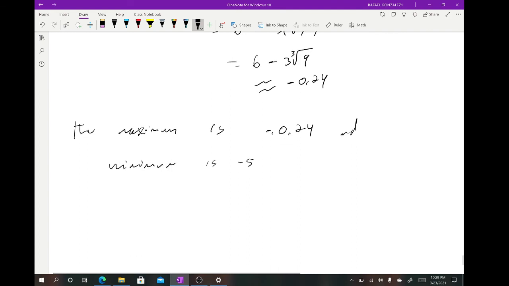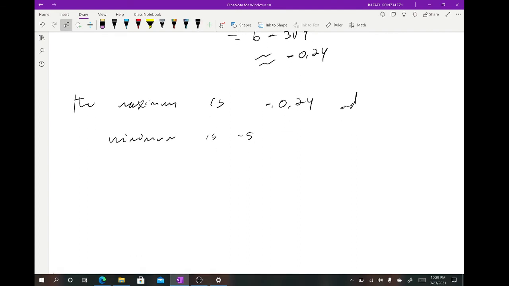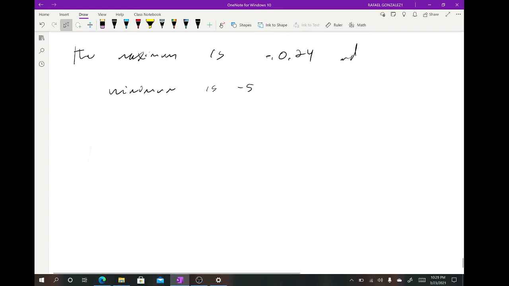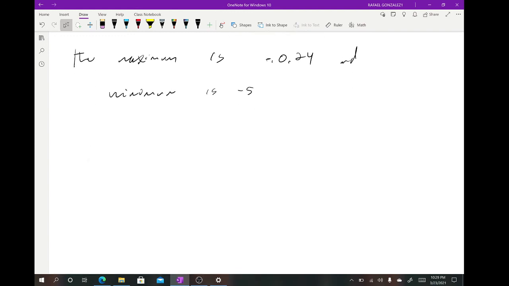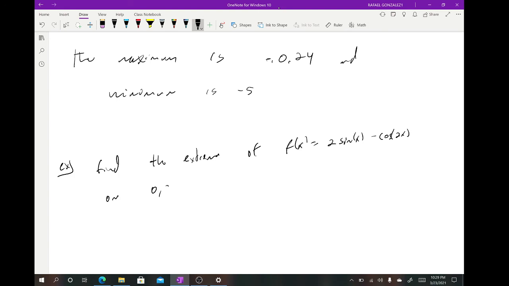Cool. I'm going to leave one more problem as an exercise. I'll start the problem for you, but I want you to actually finish it on your own. It's not that difficult of a problem. It's the same type of problem. It's just to find the extrema of f of x equals 2 sine of x minus cosine of 2x on the interval 0 to 2 pi.